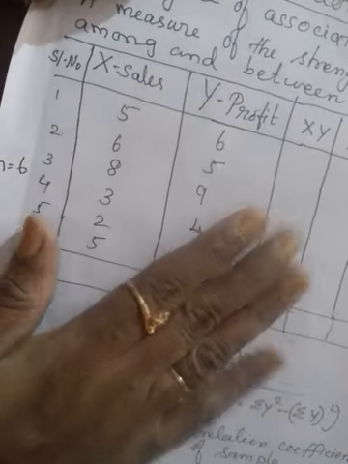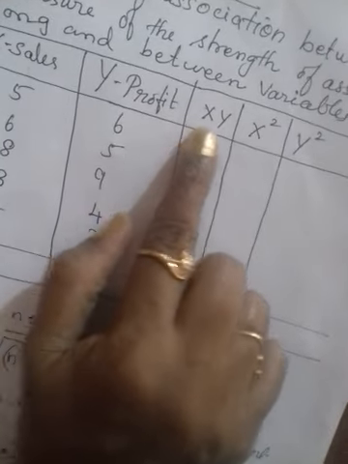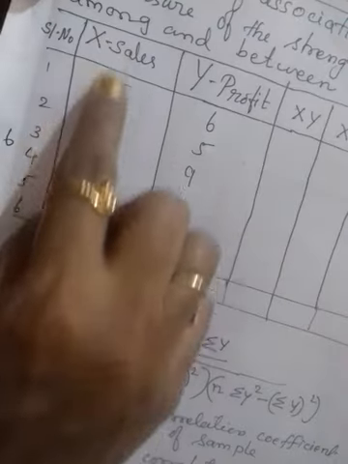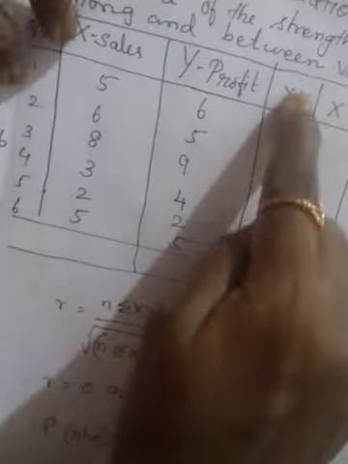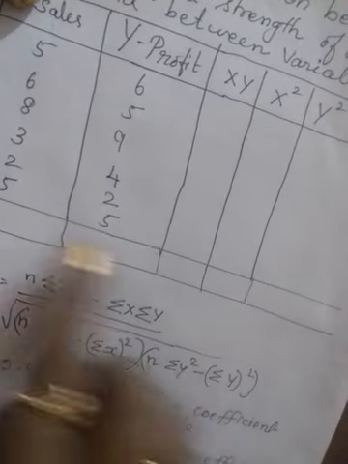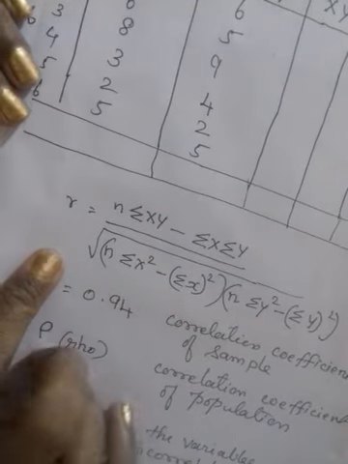After collecting the two variables, multiply the two variables x and y, then make one column for x squared and one column for y squared. Add the x variable and put it here, add the y variable and put it here. Similarly, add xy, add x squared, add y squared, and substitute these values in this formula to calculate the R value.